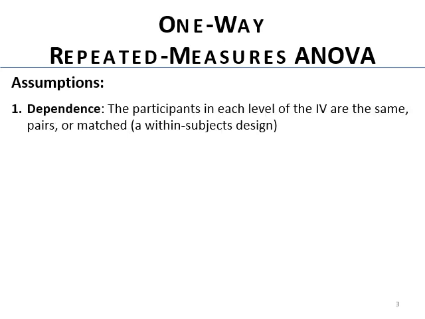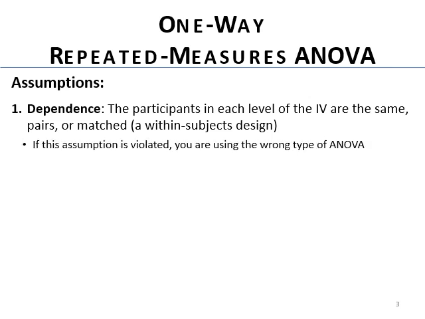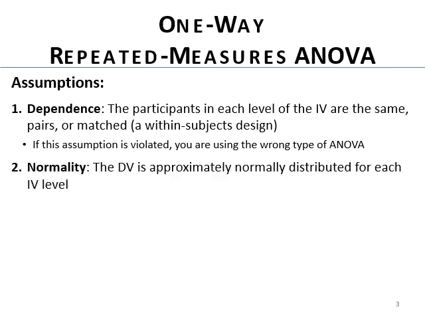So what are the assumptions of repeated measures ANOVA? They are a little unique. One is dependence. So the participants in each level of the IV are the same, they're pairs, or they're somehow matched. Basically, it means you've got a within subject's design. If you've violated this assumption, you're using the wrong ANOVA. You should be using the one from last week, between subjects ANOVA.